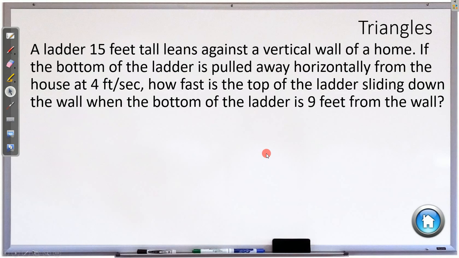A ladder 15 feet tall leans against a vertical wall of a home. So one thing you always want to do is draw a nice picture of this. We've got our house, and then we've got our ladder that's leaning against it. I'm going to draw it nice and diagonal here. That way you can really see the triangle going on. There's my ladder.